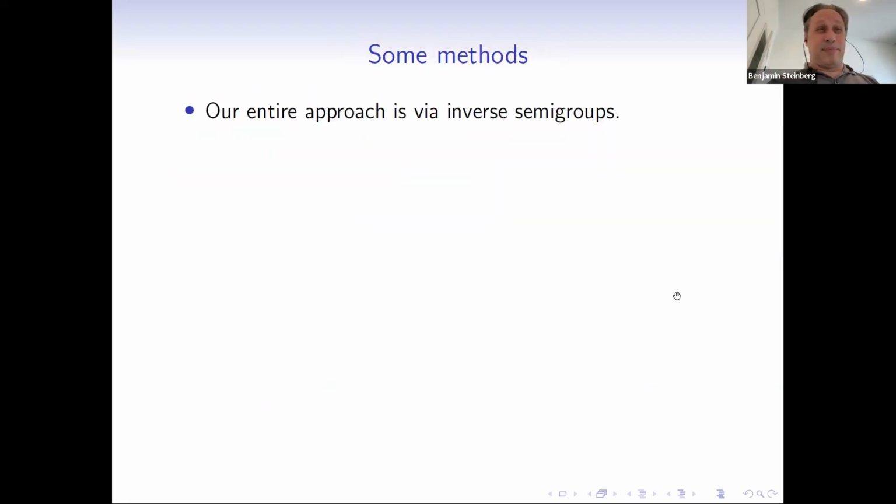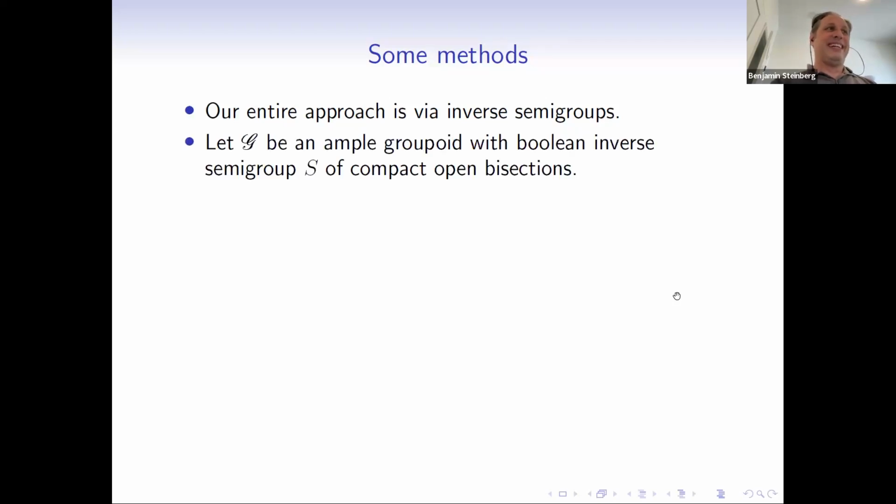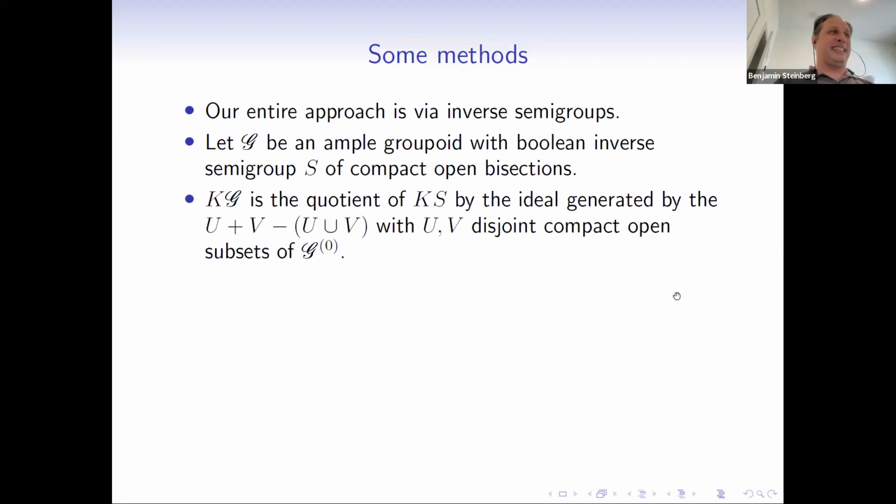So I do want to say something about our methods. Even though I said the right way to study inverse semigroup algebras is via groupoids, at the end of the day, we end up going back to inverse semigroups. If G is an ample groupoid, then it has this Boolean inverse semigroup S of compact open bisections. And the groupoid algebra is the quotient of the semigroup algebra by the ideal generated by saying that U plus V is the same as U union V whenever U and V are disjoint compact open subsets of G0.